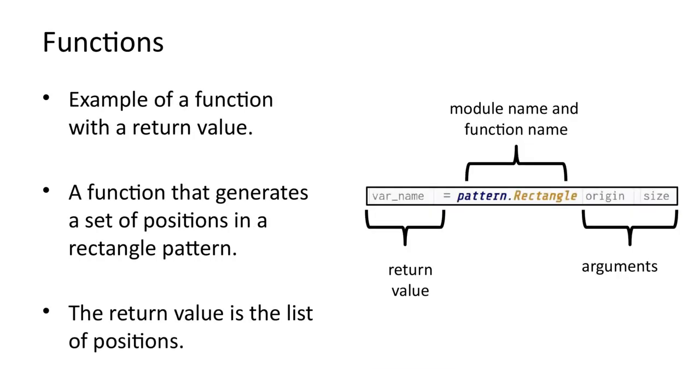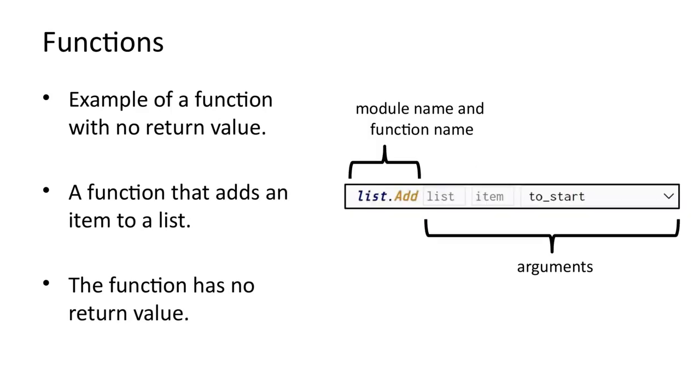Here is an example of a function that generates 4 positions in a rectangular pattern. Notice that this function returns a value. Here is an example of a function that adds an item to a list. Notice that this function does not return a value. Notice also that in Mobius, the arguments can include drop-down menus.